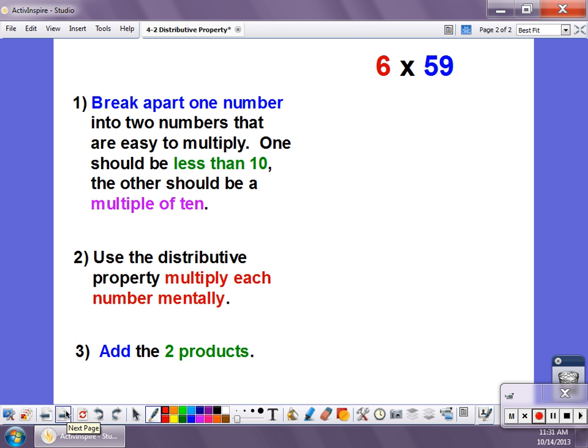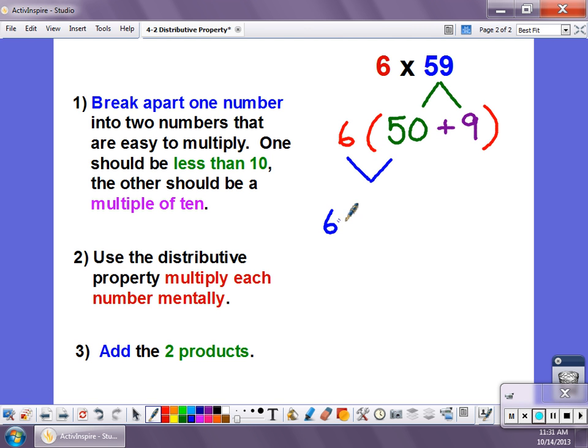Let me show it to you again. Okay, again, first step is to break apart one of our numbers. We're going to break apart this number into one group of 10 and one number that's less than 10. So 59 is going to break apart to be 50 plus 9. Okay, so what I've got is 6 times 50 plus 9. That's what these parentheses mean. So I've got 6 times 50 here, and I've also got 6 times 9.